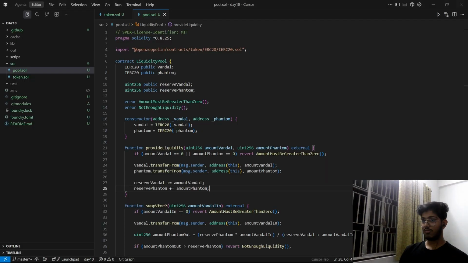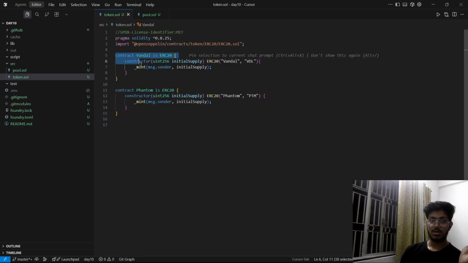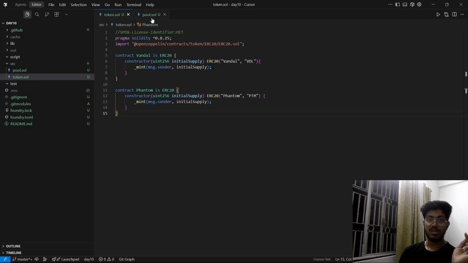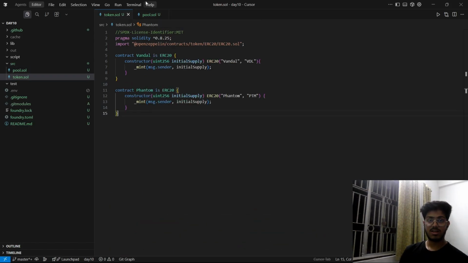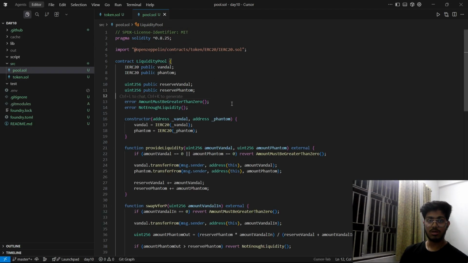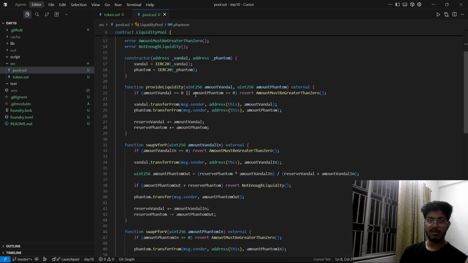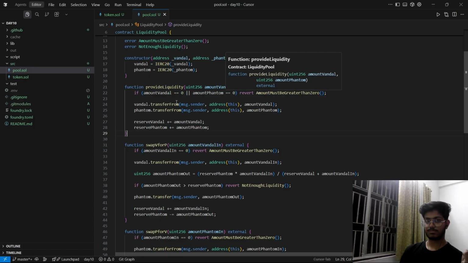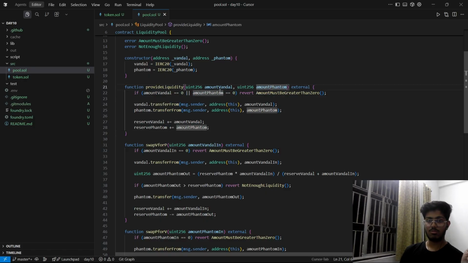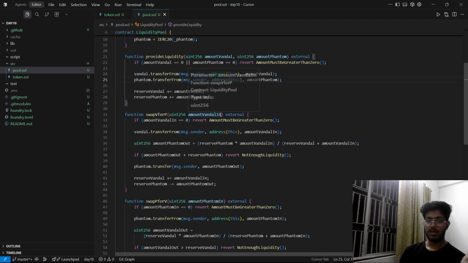If we look at what we need today, this is what we need today. There are two tokens, Vandal and Phantom. I play a lot of Valorant, but I left it 2 days ago. It was becoming so frustrating. So there are two tokens named Vandal and Phantom, and we made our own liquidity pool here, which first initializes two addresses with these two tokens. Then we can provide liquidity to the pool, how much Vandal and how much Phantom we have to provide to the pool, and it will be set.